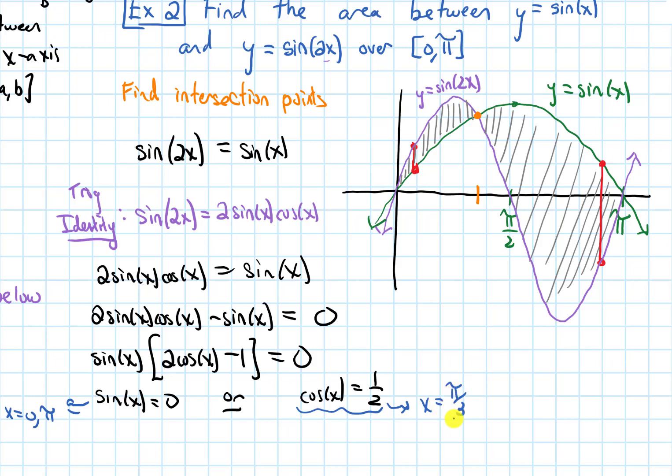So I'm using my previous knowledge about the unit circle. Okay, so now we know where this point is. This one happens to be at pi over 3. The other intersection points that we got at 0 and pi, those were here and here. Okay, so I'm going to call this first region A1 and this second region A2.